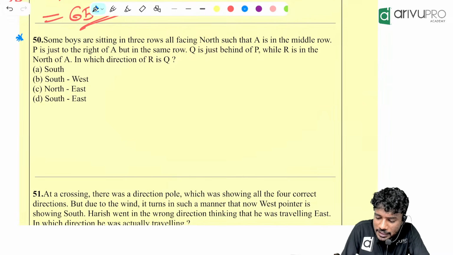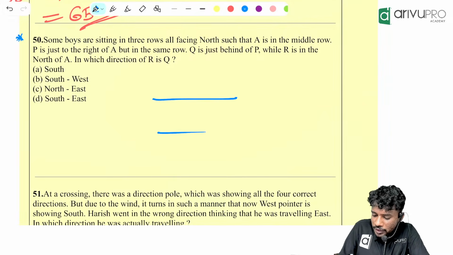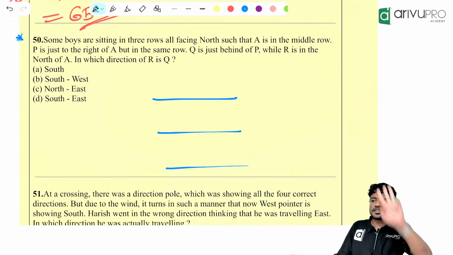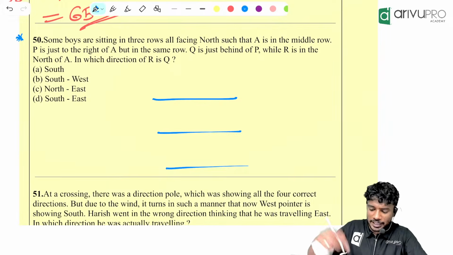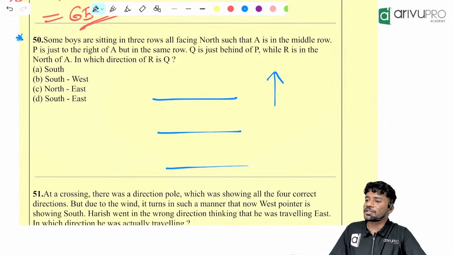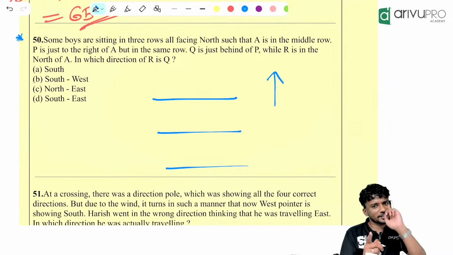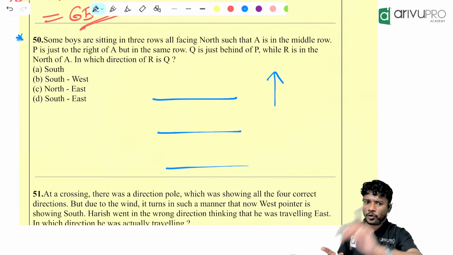Some boys are sitting in 3 rows. 3 rows means how many benches are there? 3 benches. 3 sets of benches are there. And all are facing north. Everyone is facing which direction? The north direction. They are not looking opposite to each other. They are facing in the straight north direction.